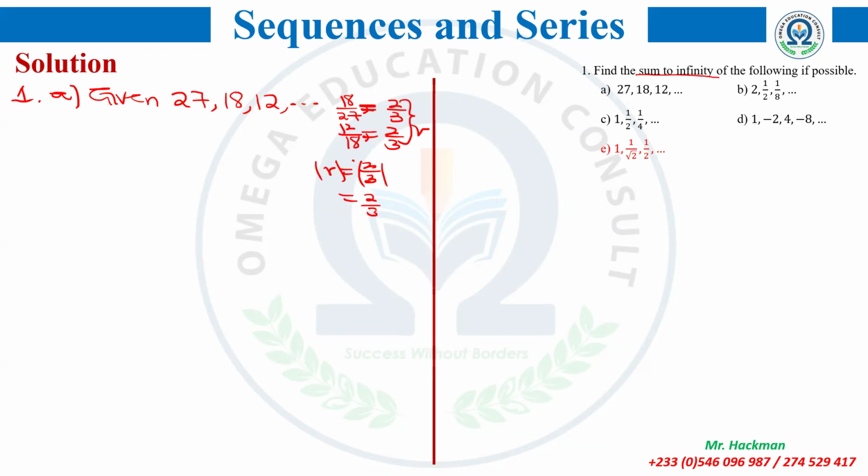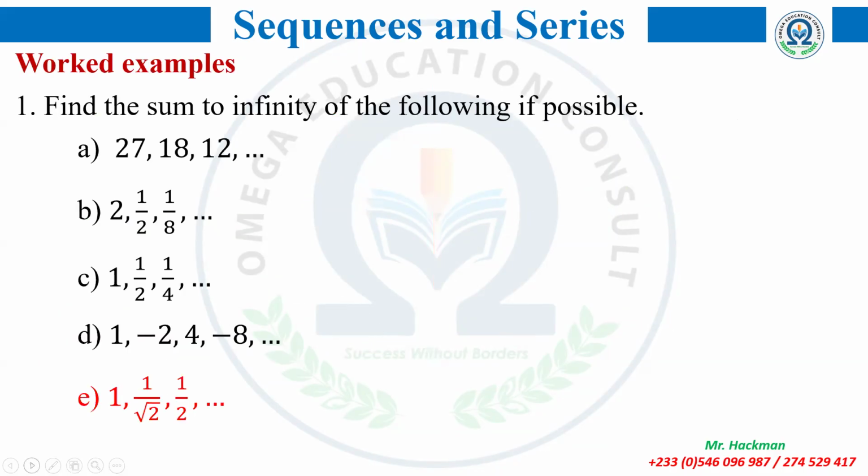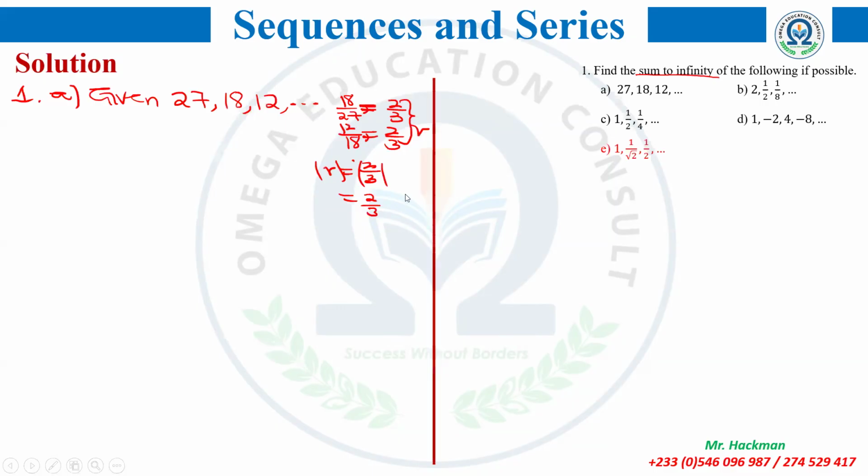Is 2 over 3 less than 1? Yes, it is. So it satisfies the condition for the sum to infinity to be possible. Let's look at the condition. Remember, we said the absolute value should be less than 1, otherwise the sum to infinity will not be possible. So now we can see that the absolute value is less than 1, so the sum to infinity will be possible.